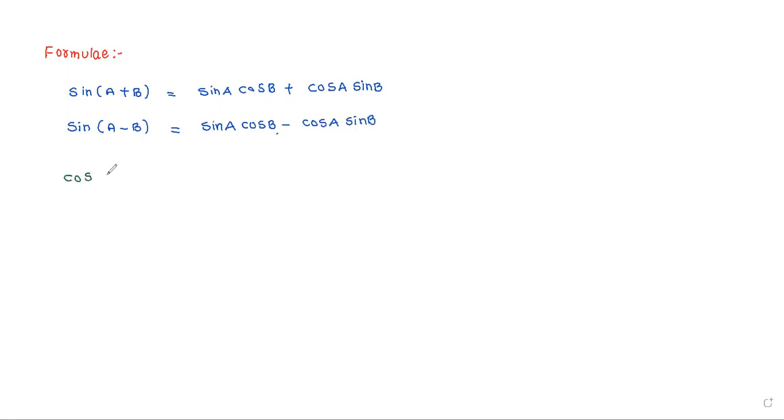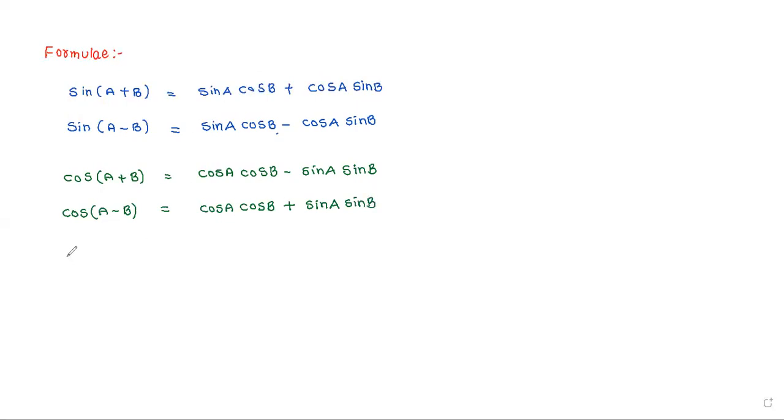Cos of A plus B is equal to cos A cos B minus sin A sin B. Cos of A minus B is equal to cos A cos B plus sin A sin B.